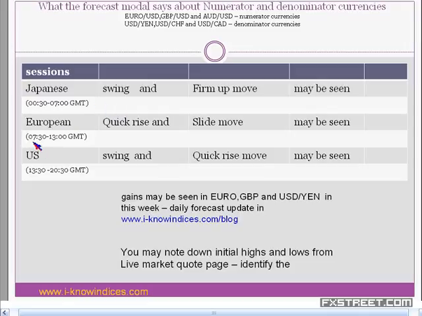Then at 7:30, the European session starts. Then 1.5 hours will be the early session. The last 1.5 hours from 11:30 to 13 GMT will be the late session. Similarly, US session is from 13:30 GMT up to 15 GMT as the early session. And the last 1.5 hours from 19 to 20:30 GMT will be the late session.